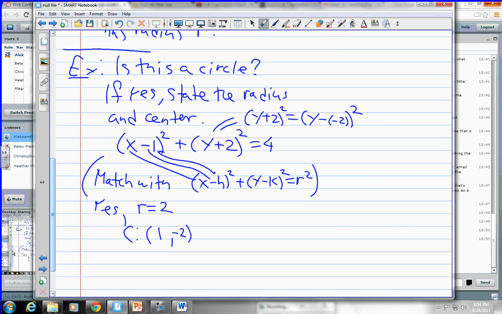Okay? Having these two things, the center and the radius, we can roughly do a sketch of that circle. We actually can do a pretty good job at sketching that circle. So does that make sense how we read that information? Okay. Good. All right. Let's try another one.